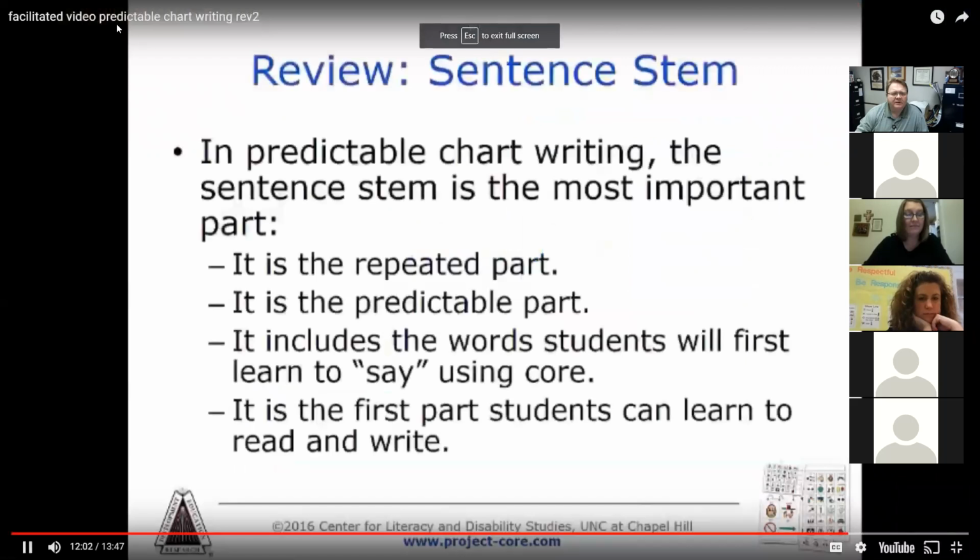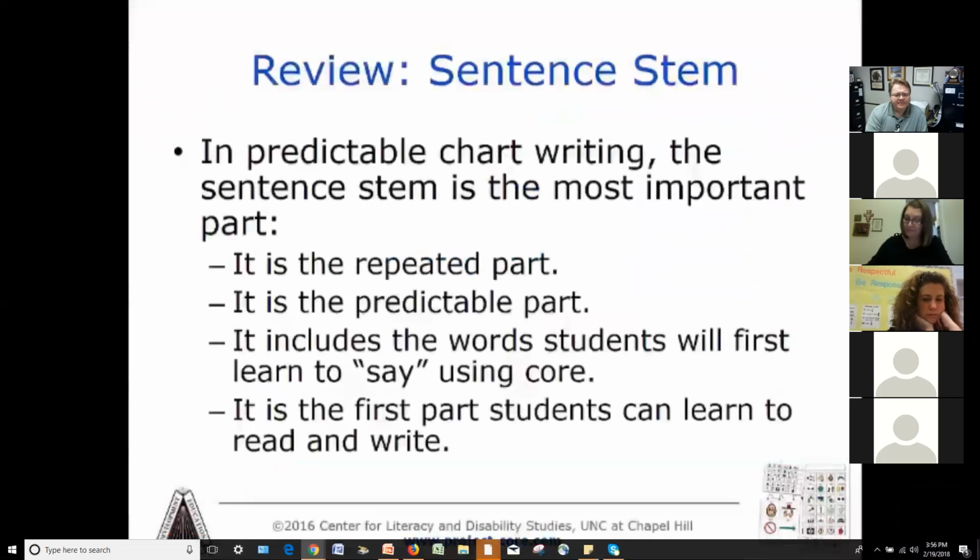Remember, in predictable chart writing, the sentence stem is the most important part. It is the repeated part. It is the predictable part. It includes the words students will first learn to say using their core vocabulary communication systems, and it is the first part students can learn to read and write. Maintaining an emphasis on core vocabulary for the sentence stems that are used to write about a range of topics will lead to the repetition with variety that is so critical to learning these important beginning communication and literacy skills.